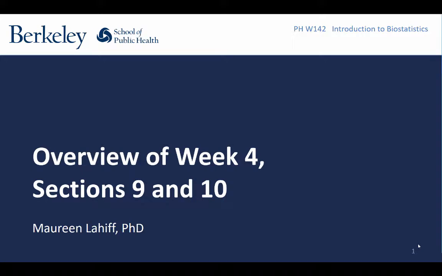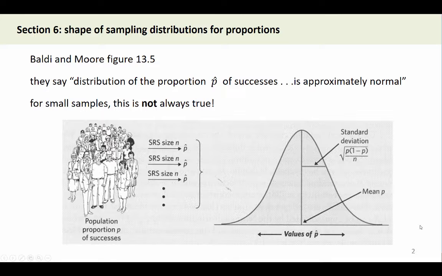This is the third part of the Week 4 overview, concentrating on the last two sections of the reader, sections 9 and 10. We've already talked about the shape of the sampling distribution for proportions very informally when we looked at figure 13.5 in Baldi and Moore. They say that the distribution of the proportion p hat of successes is approximately normal, and for small samples this is not always true. So this illustration is a little bit optimistic.